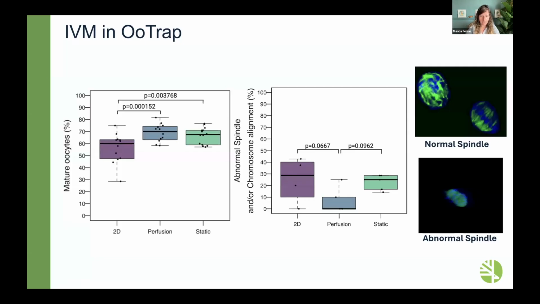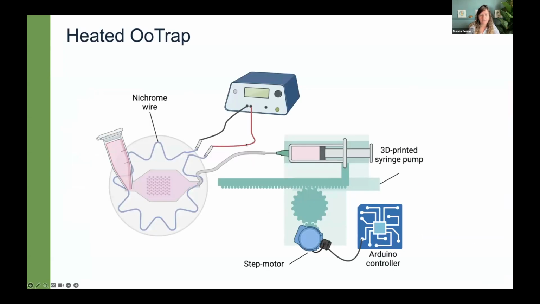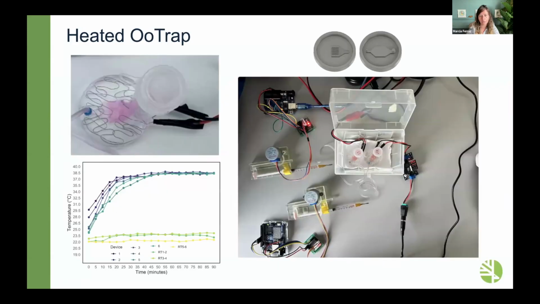We were happy with that, so we also wanted to make a field deployable device. What we did was make a smaller version of it, in which we also incorporated nichrome wires, and we also 3D printed a syringe pump that was connected to an Arduino step motor and Arduino controller, so that we could do everything with just a power bank, without needing a bigger pump or an incubator. So this is how it looked. We checked the temperature inside the wells, inside the microchannel, and saw that around 40 minutes it stabilized the temperature. And here is our 3D printed pump.